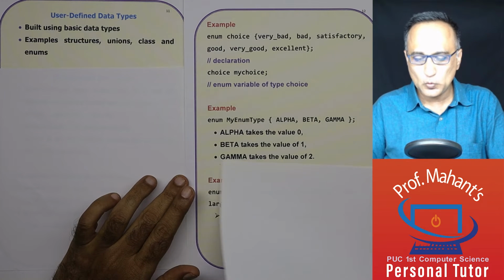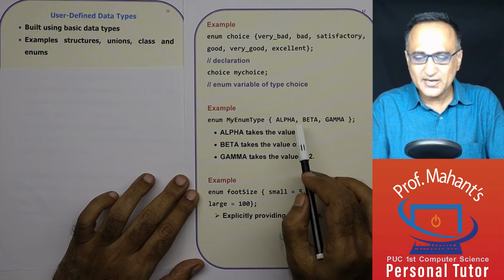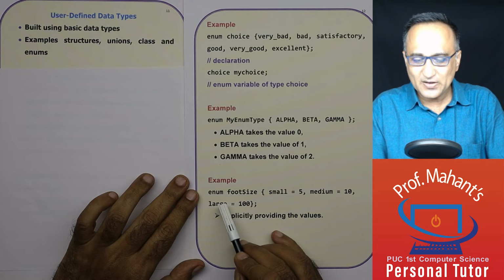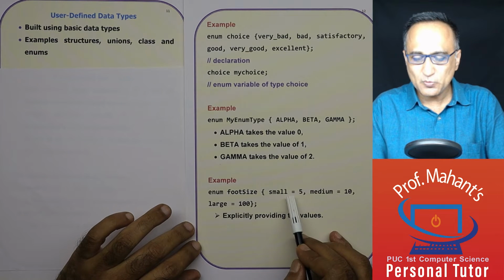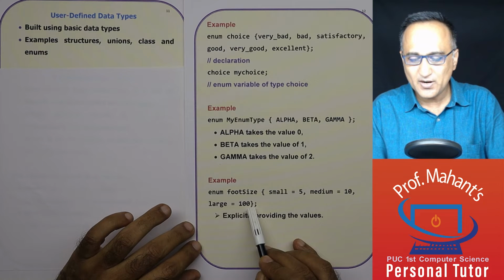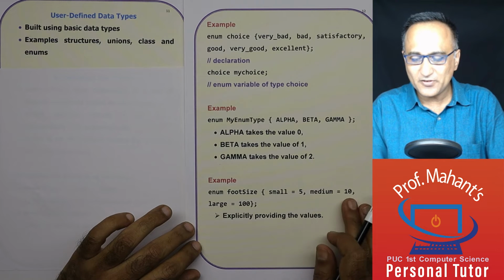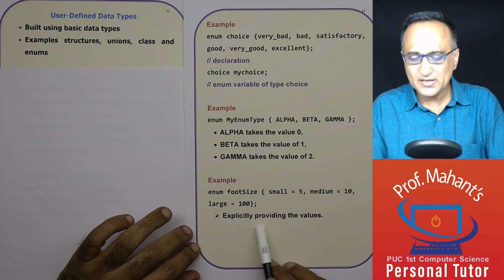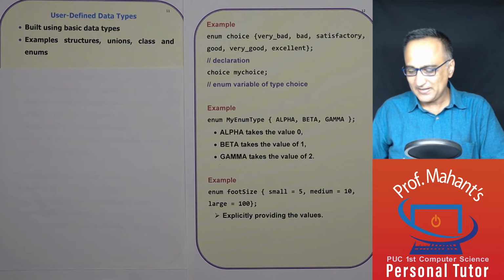Now, instead of allowing it to start giving values 0, 1, and 2, I can give my own values. Let's say I have enum foot size. Small takes the value 5, medium takes the value 10, and large takes the value 100. Suppose I don't give large any value. After 10, what is the next number? Large will automatically become 11. So here I am explicitly giving the values to the enum data type.